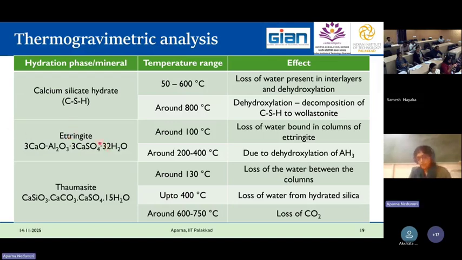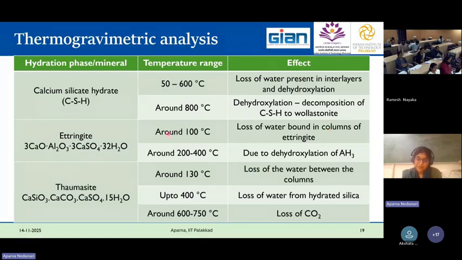Ettringite is another product which is formed. Ettringite is formed when C3A reacts with gypsum that is added to the system, and that would result in several types of AFt products, and the major AFt product that forms is ettringite. In ettringite, we have 32 moles of water. This 32 moles of water is held in columns of ettringite. Since they are adsorbed on the columns, it is easy to dehydrate.